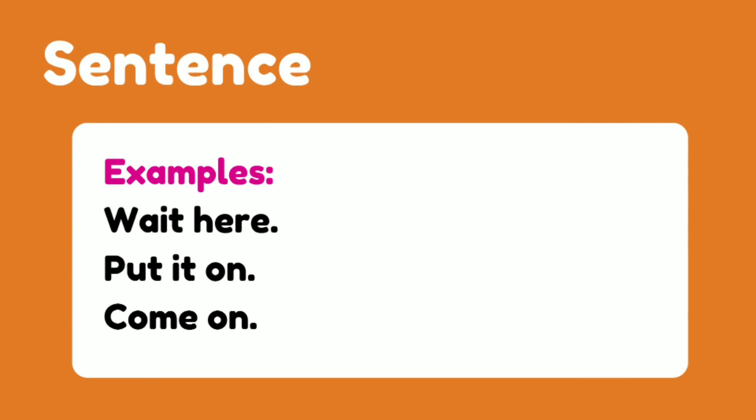Examples: Wait here. Put it on. Come on. These are still considered sentences because they express a complete meaning or thought. Although they start with a verb, it is still considered that the subject is you.